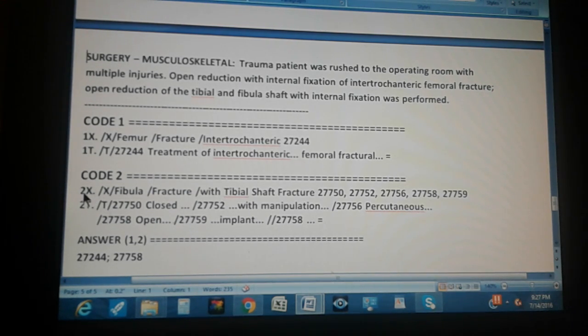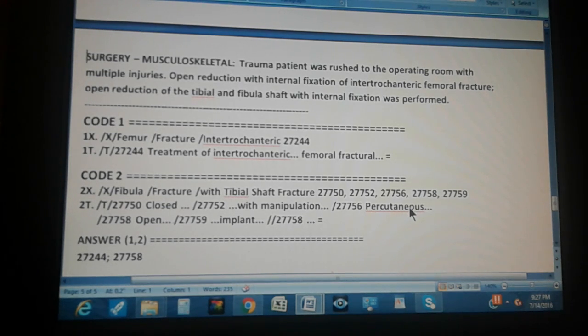So the code number 2 through the index is found like this. First you go to the index. Then you go to fibula. Why not tibial? You can also go to tibial and you could get the same answer, but we have already experimented both ways, and with fibula it is shorter. Go to fibula and then fracture, and then tibial shaft fracture. If you go through fibula, the tibial is included. If you go to tibia, there's no fibula included. That's why we chose this path. And we get how many answers? We get 5 answers.